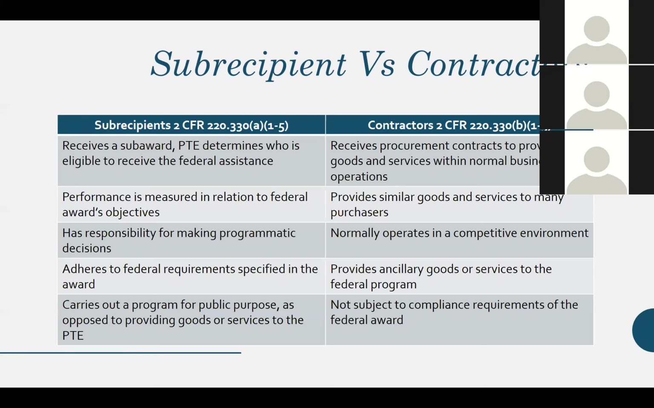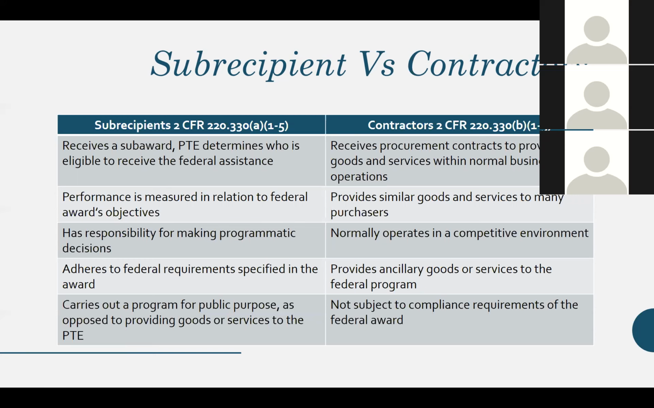So you think about a consortium arrangement where there are multiple PIs, a PI at another institution, part of the research team, involved in the decision making. That looks like a sub-award relationship. Number 4 is also important. It adheres to the federal requirements specified in the award.